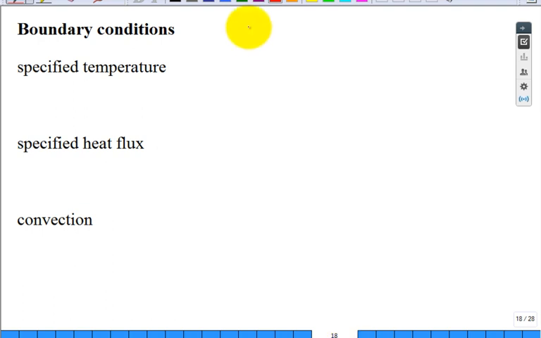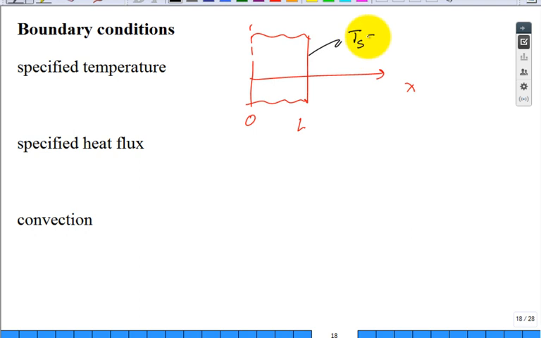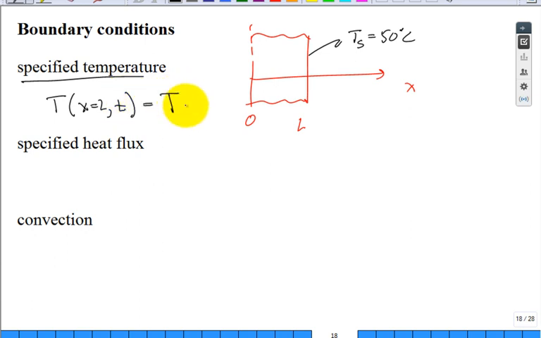Let's say I have an x-axis and I'm going from 0 to L. And here I'm trying to just show one dimension, and I say, oh, the temperature at that surface is a given value, like 50 degrees C or something. Well, guess what? I have to translate that into a specified temperature boundary condition. It would be something like the temperature at x equal to L at any future time t is equal to the value of 50 degrees C. You get better if you apply and write these boundary conditions.